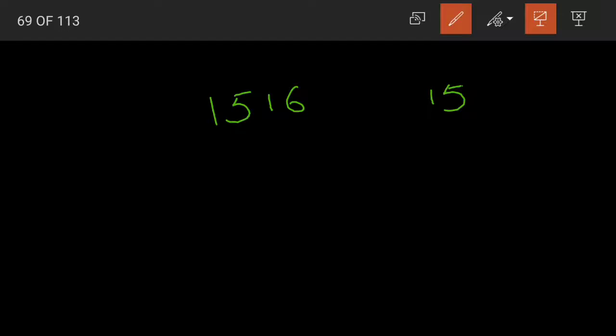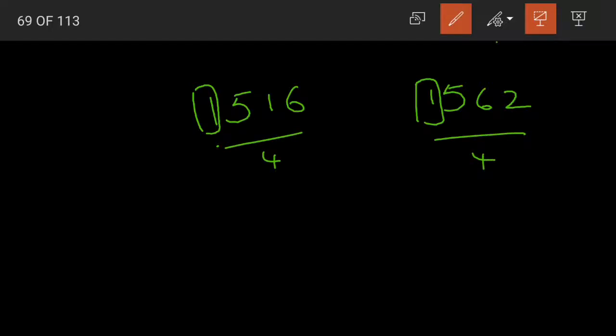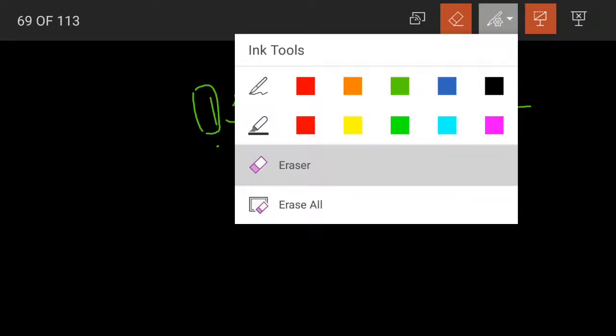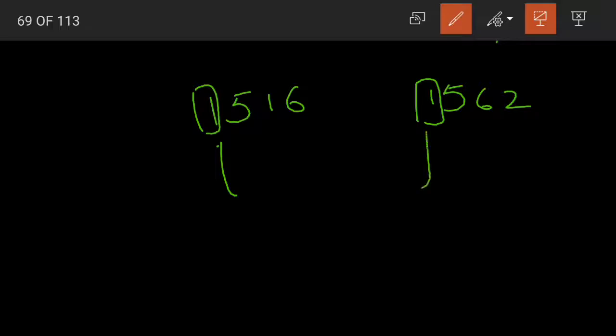Say suppose I am having two numbers, 1516 and 1562. How will you compare? First you will compare from the highest digit, that is, first you will check whether the total number of digits are the same or not. See, this is a 4-digit number and this is also a 4-digit number. So now you will compare the highest place value, that is the thousands place. Now both are the same. So what will you do? You will go for the next place.